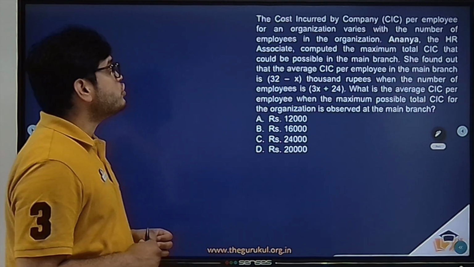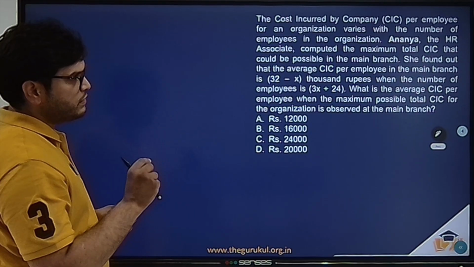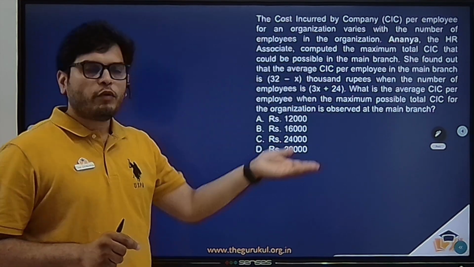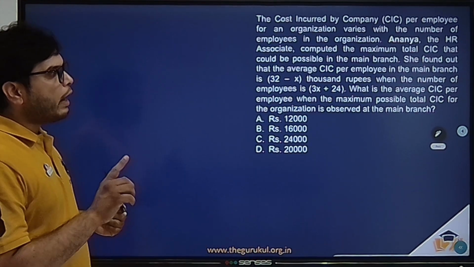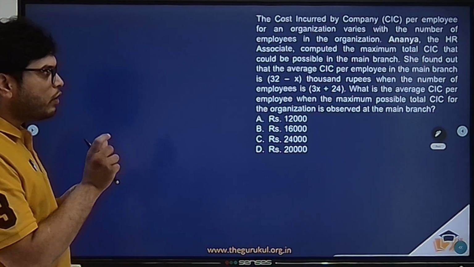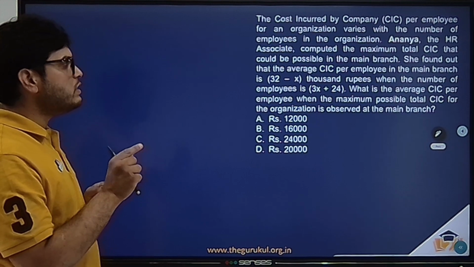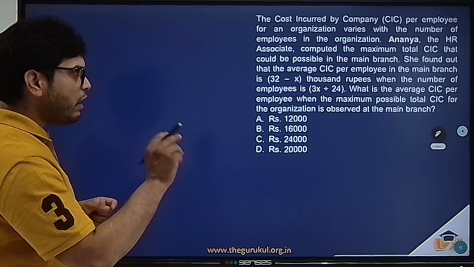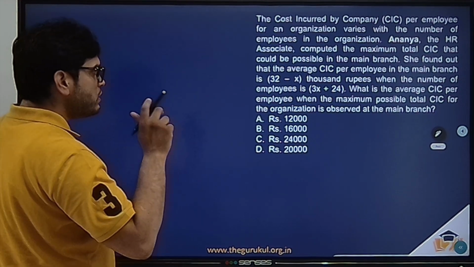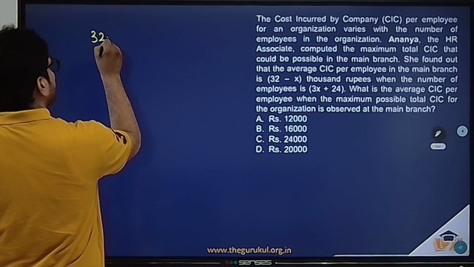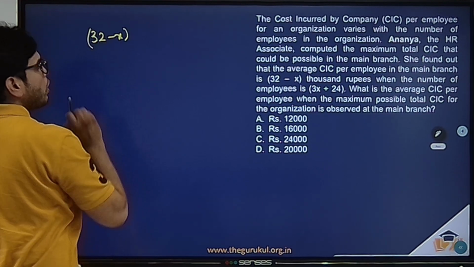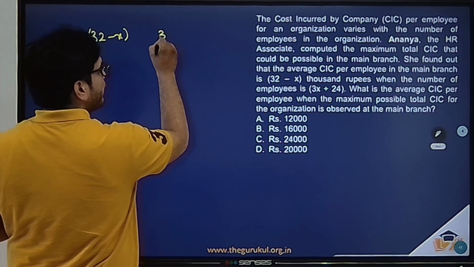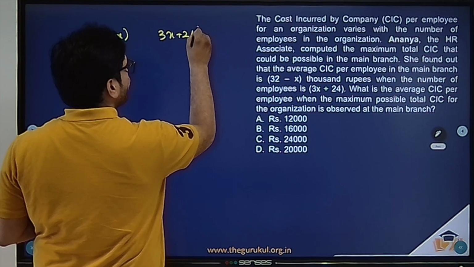Now coming to the fourth question. The cost incurred by company CIC per employee for an organization varies with the number of employees in the organization. Ananya, the HR associate, computed the maximum total CIC that could be possible in the main branch. She found out that the average CIC per employee in the main branch is 32 minus x thousand rupees, when the number of employees is 3x plus 24.